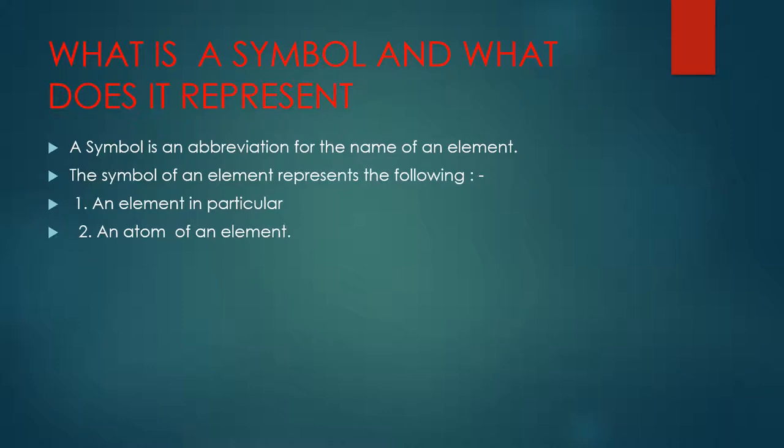Now we will know what a symbol is and what it represents. A symbol is an abbreviation for the name of an element. I repeat, a symbol is an abbreviation for the name of an element. The symbol of an element represents the following: it represents an element in particular, and it represents an atom of an element.